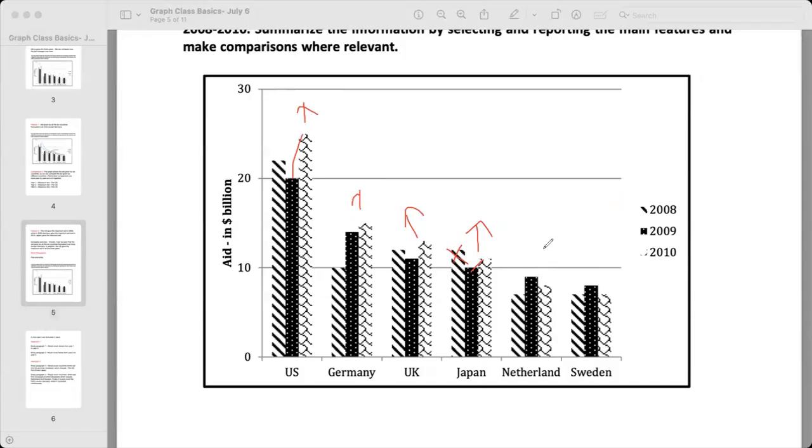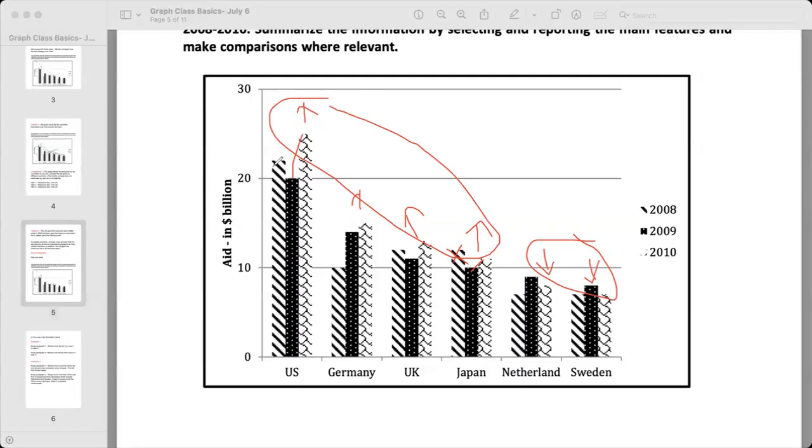And in these two cases, there's a decrease, 2009 to 2010. So in the second paragraph, I'll mention that there was an increase in these four countries while there was a decrease in these two countries. That's what I will do. Okay. So I'll just give the data to support it as well.